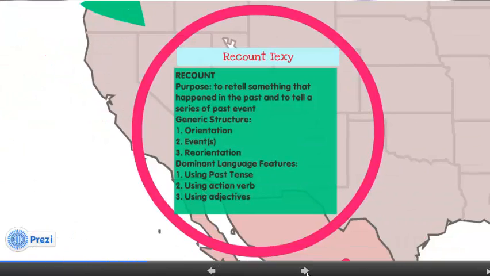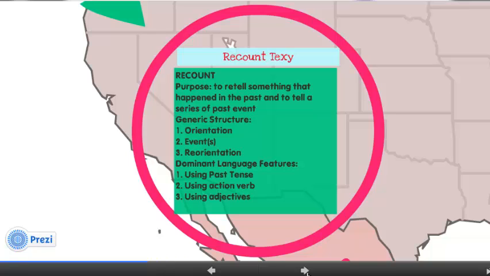The second kind of English text is recount text. Recount text means retelling the story. And the purpose of recount text is to retell something that happened in the past and tell a series of past events. The generic structure of recount text is, the first, orientation, as I explained just now in narrative text. And the second is events, and the third is reorientation.